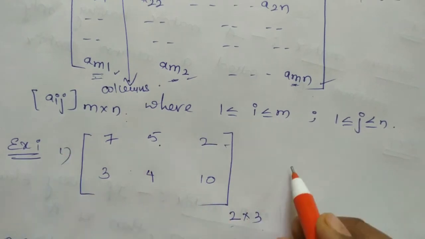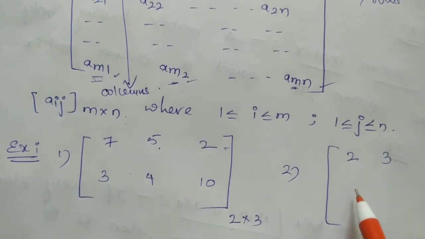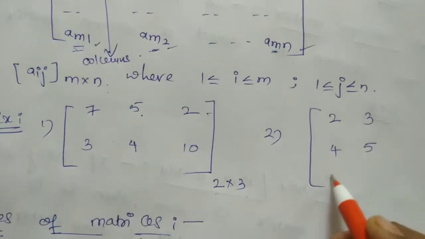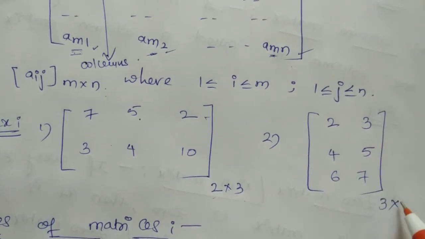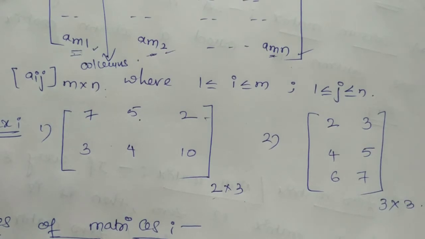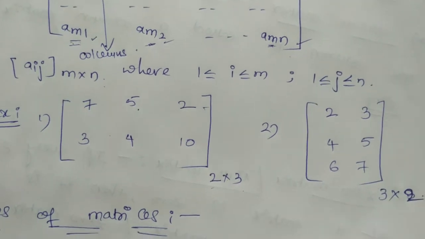One more example: 2 3 4 5 6 7. In this, how many rows? Here 3 rows and, sorry, 3 rows and 2 columns. So this is the matrix definition.